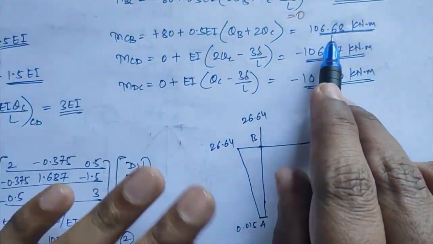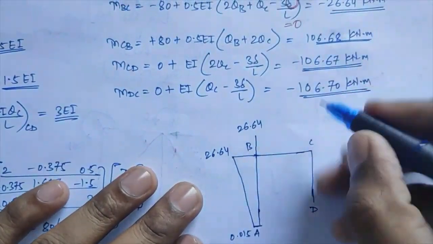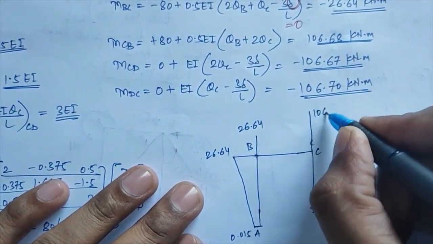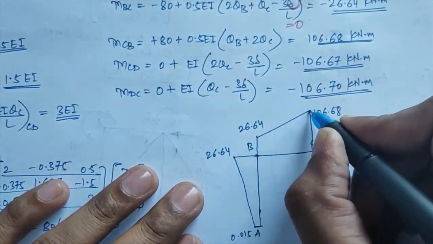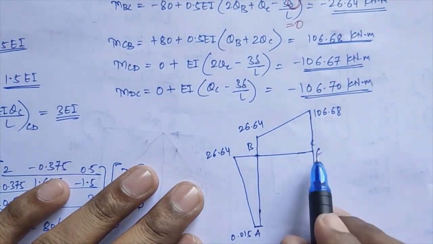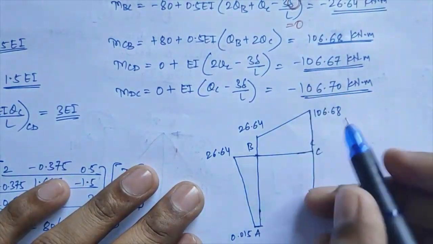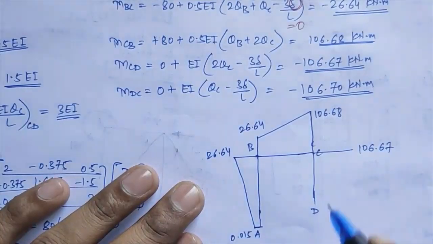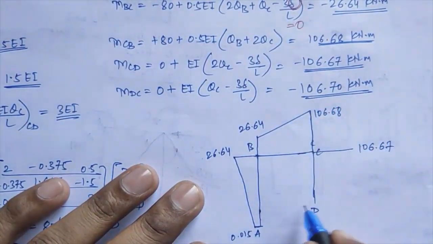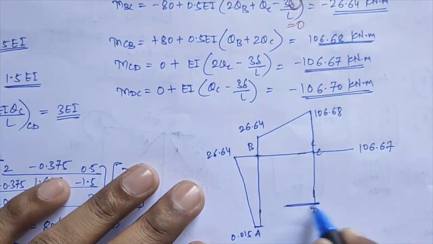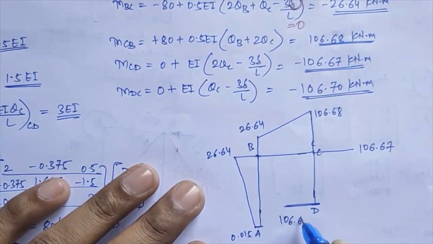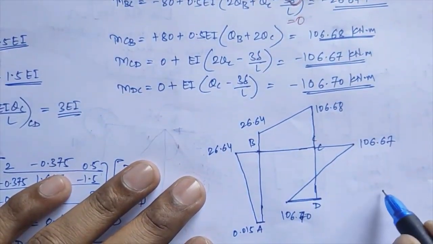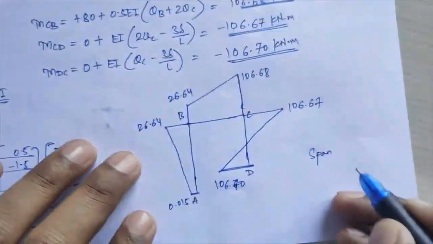Next MCB I am getting plus 106.68, plus it is, so it will be plotted on the upward side again as per your sign conventions. Okay, next MCD, that is negative, so it will be plotted on the outward side, again 106.67, and the last you are getting again negative, so it will be plotted on the inner side, 106.70.